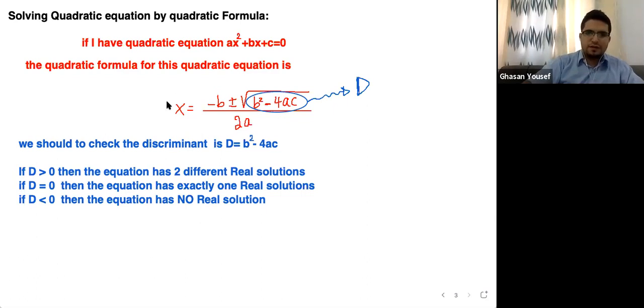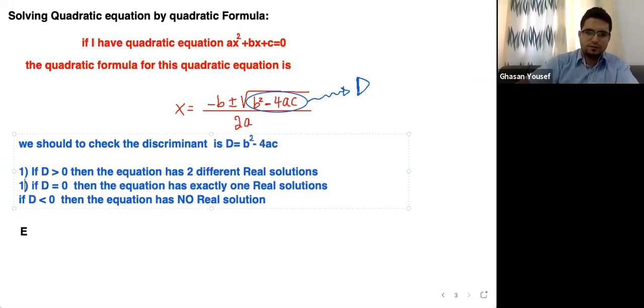Okay, example for this. I'm going to give examples, and I will show you how we can use this property to check before we start solving anything. So number 1, number 2, and here number 3. Example.